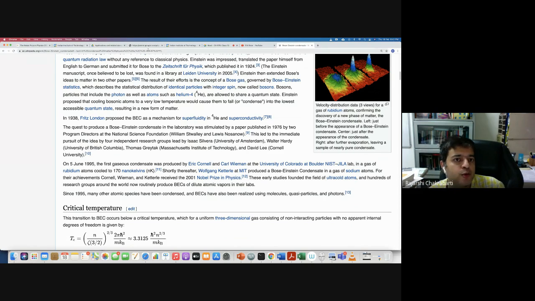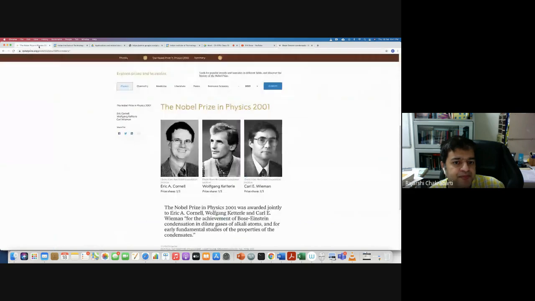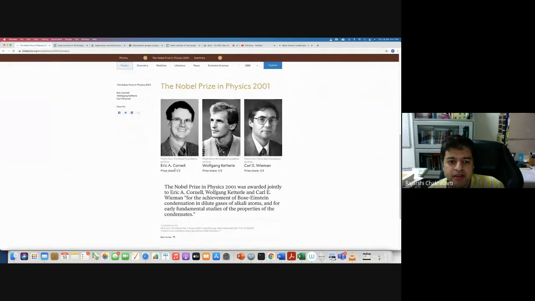I can show you the Nobel citation. I think I should have it here. These are the people: Eric Cornell, Wolfgang Ketterle, and Carl Wieman. They shared the prize, 1/3, 1/3, 1/3. It says the Nobel Prize in Physics 2001 was awarded jointly to Eric A. Cornell, Wolfgang Ketterle, and Carl Wieman for the achievement of Bose-Einstein condensation in dilute gases of alkali atoms, and for early fundamental studies of the properties of the condensates. It's a fantastic achievement.